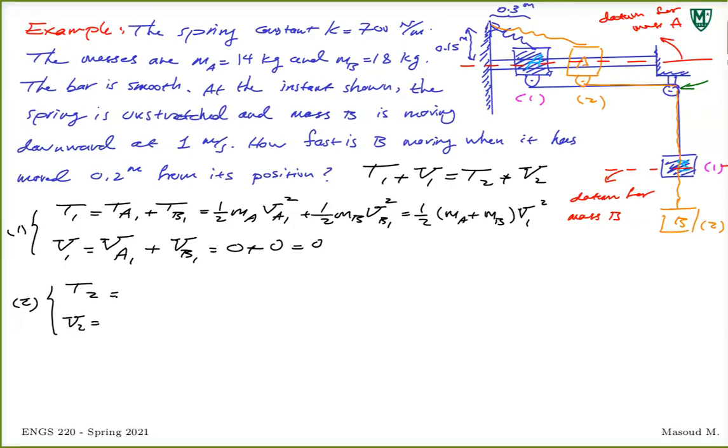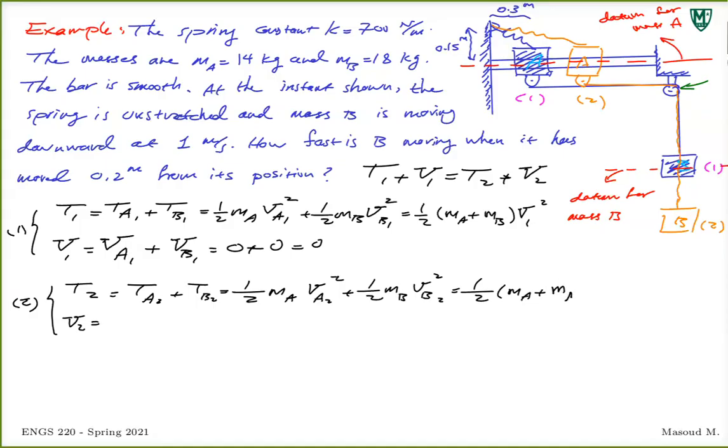T2, well, let me start with T2. It is TA2 plus TB2. Putting them together, you will get 1/2 MA VA2 squared plus 1/2 MB VB2 squared. And they have the same velocity. We are in position 2, so I can simplify it by writing MA plus MB times V2 squared. The tricky part is the potential energy.